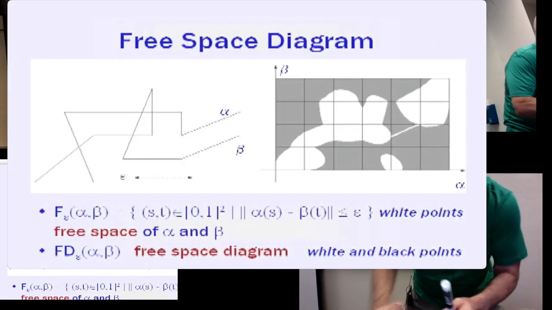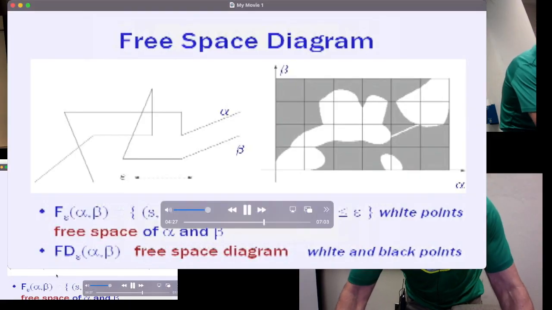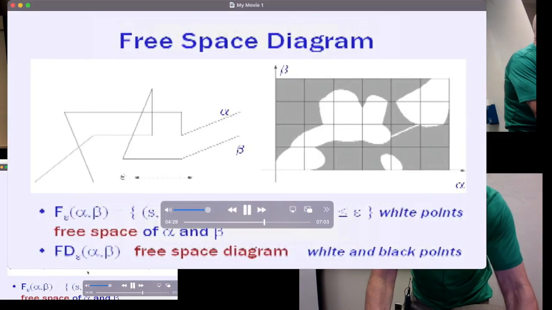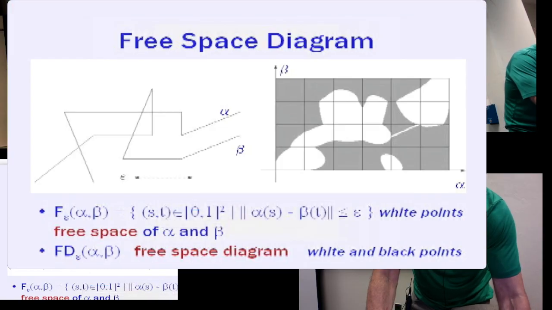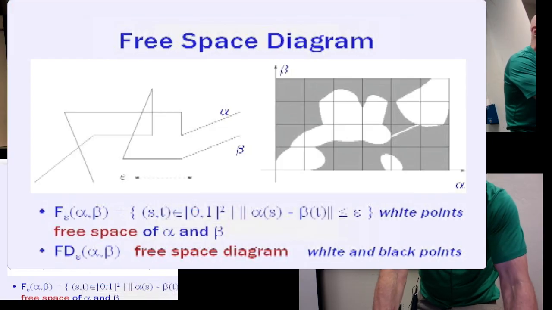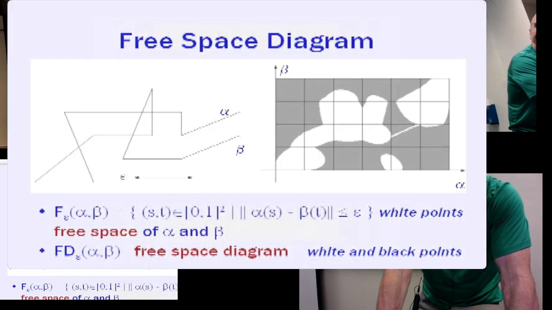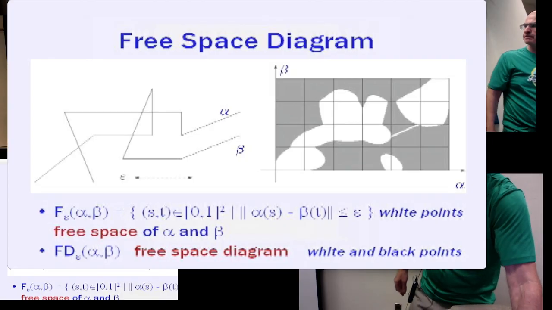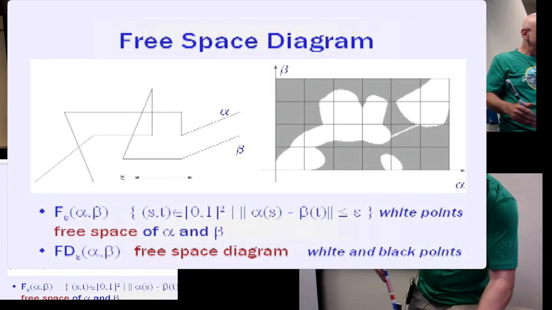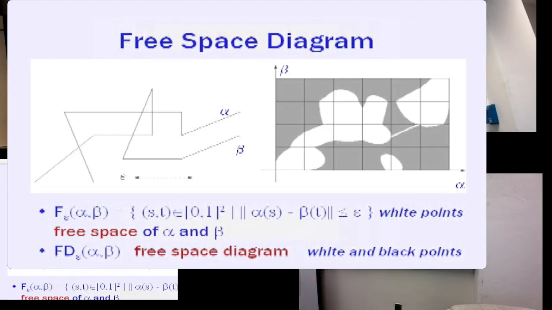A sketch of the algorithm. We use the notion of the free space diagram for two curves, alpha and beta, which is defined for a given parameter epsilon. The free space consists of all pairs of points, one on alpha and one on beta, whose distance is at most epsilon. Essentially, I'll put alpha on the bottom, kind of stretch alpha, making a straight line.